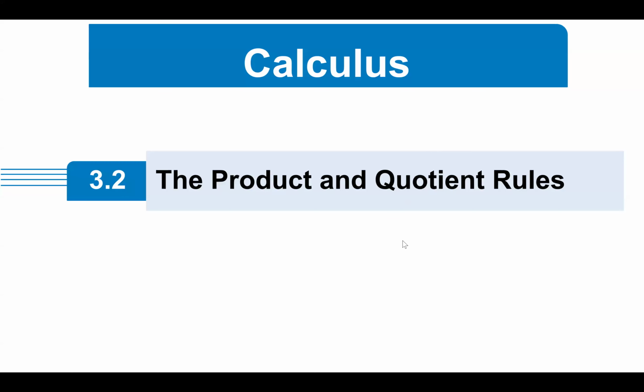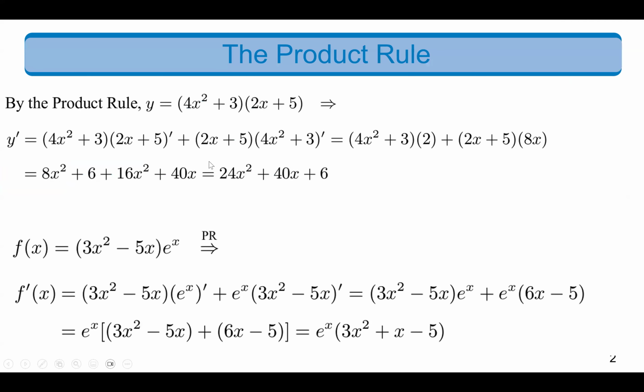Again, welcome back to calculus. These lectures cover the product and quotient rules for derivatives. So we start with two examples here. We have y equal to (4x squared plus 3) times (2x plus 5). So here we need to use the product rule.